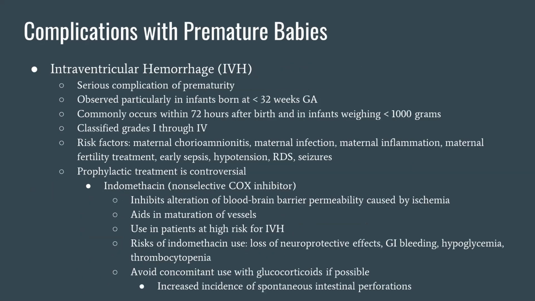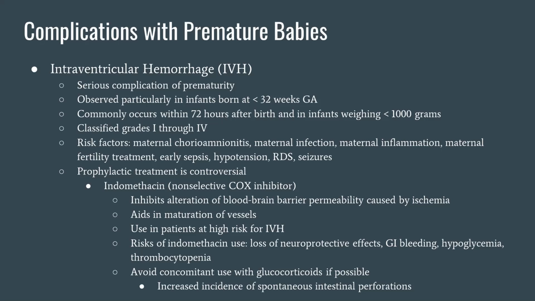And finally, intraventricular hemorrhages are pretty severe complications of prematurity. They're often observed particularly in babies born before 32 weeks gestational age. They're usually seen within the first 72 hours after birth and in infants weighing less than a kilogram. It's classified grades 1 through 4, with grade 1 being the least severe and grade 4 being the most severe. And there are some risk factors listed there. Some ones that we commonly see are chorio, RDS, maternal infection, and there's some others, but y'all can read those.